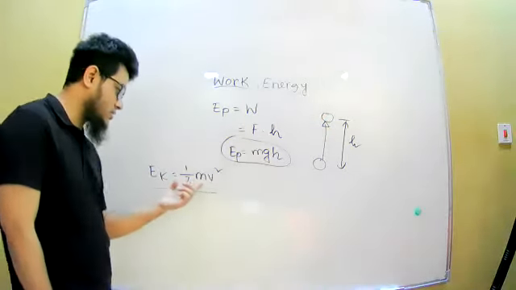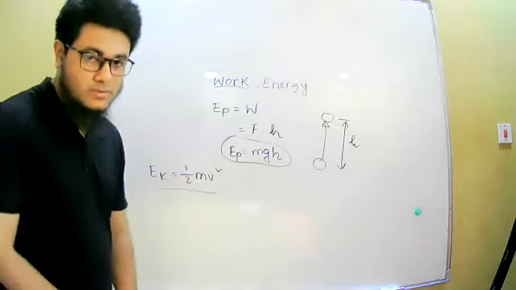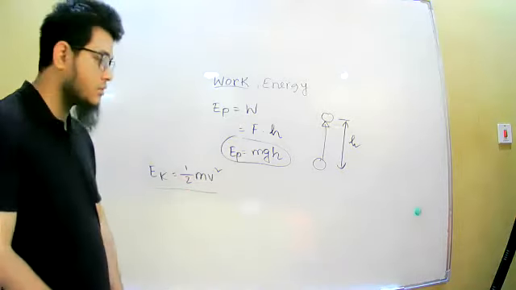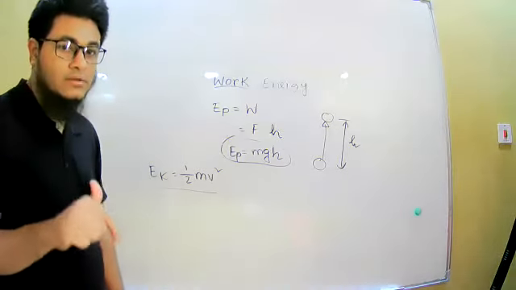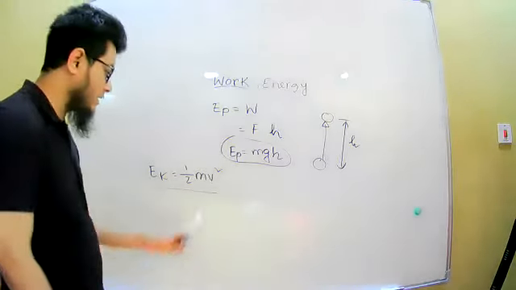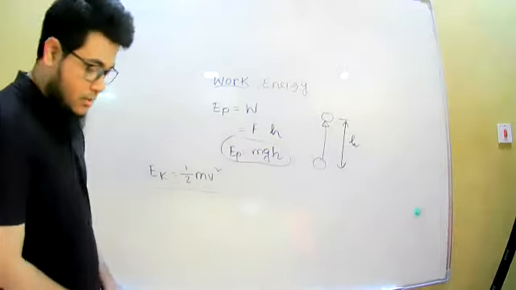And here mass is m and v is the velocity at any point you want to calculate the kinetic energy. You must know what is the velocity of the body at that point. That is v.